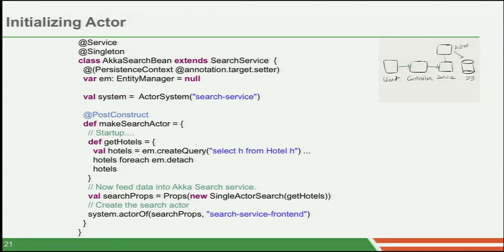We instantiate an actor system. By the way, in Scala, your constructor is the body of the class. So as we fall down, this is construction happening. The first thing we do is create the actor system. We have a post construct where, after Spring has embedded the entity manager, we define a method that figures out how to query for hotels. Entity manager, create query, select H from hotel. And then for every hotel, we detach it from Hibernate. The nice thing about our sample app from Spring is there's no way to add a new hotel.